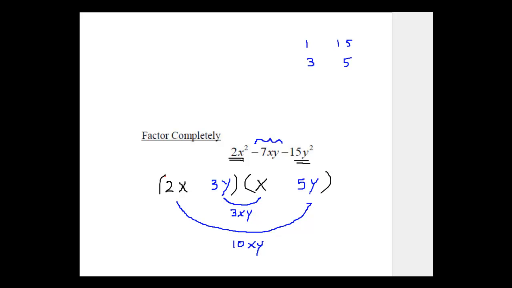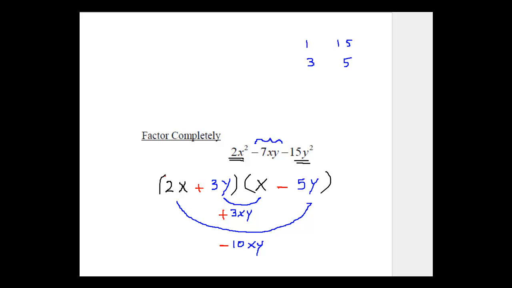Yes. We'll have to put a positive in front of 3x and negative in front of 10x. Right, definitely. So plus in front of 3 and minus in front of 10, so we add up to minus 7xy.